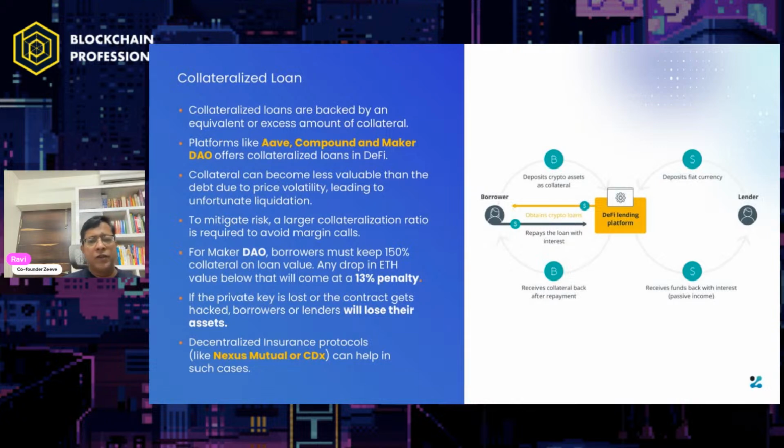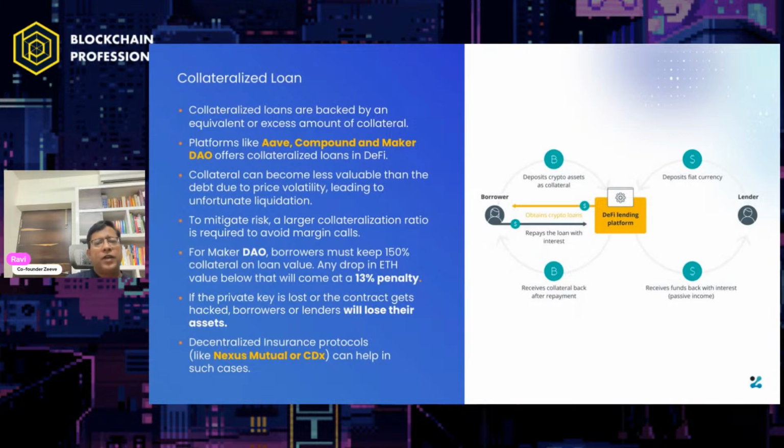Very similar to what we see in traditional finance. Normally, you don't get a loan equal to the value of the collateral. It is somewhat lesser. The idea is that the value of the underlying collateral may change over a period of time, so to mitigate that risk, there's some difference between the value of the collateral at the time of providing it and the loan that you get. That is how collateralized loans work.